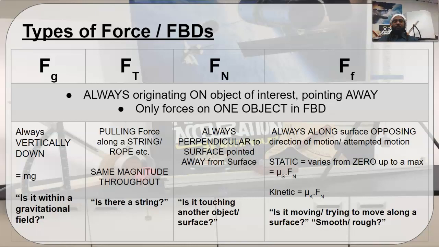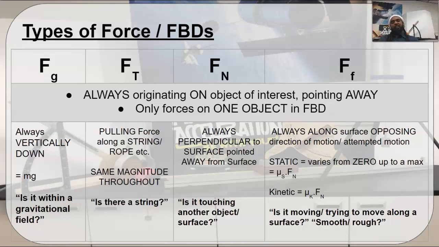Is there a string? If yes, is that string pulling it? Is that string tight or taut? If there is, there'll be a pulling force. That's going to be Ft. And the force of tension in a string is the same magnitude throughout. So this is a really good example of Newton's third law of forces. Fn, is it touching another object or surface? If it is, there's going to be a normal force, and this will always be perpendicular to the surface and pointed away from the surface. A normal force is a pushing force.